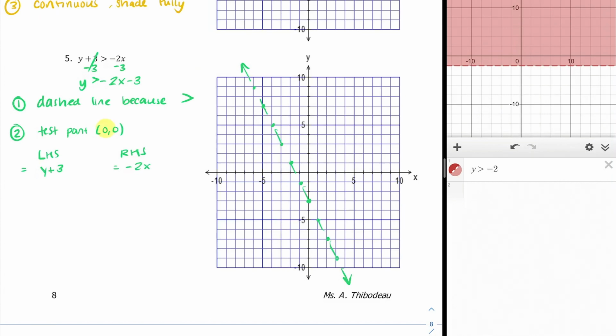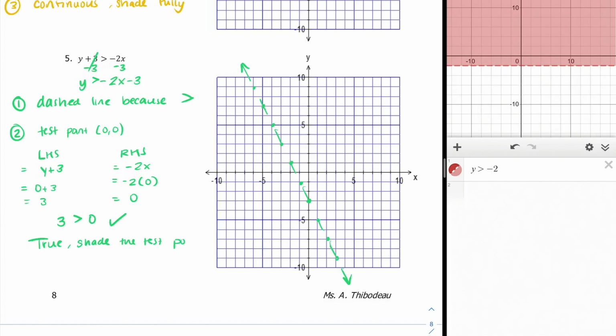Here, my right-hand side will then be -2x. I'm going to plug in a 0 every single time I see an x. I'm going to plug in a 0 every single time I see a y. And I'm going to solve for each side of those inequalities. So I have 0 plus 3 will give me 3. And here I have negative 2 times 0, which gives me 0. My inequality seems to suggest that my left-hand side, my 3, should be greater than my right-hand side, which is 0. This is in fact true.